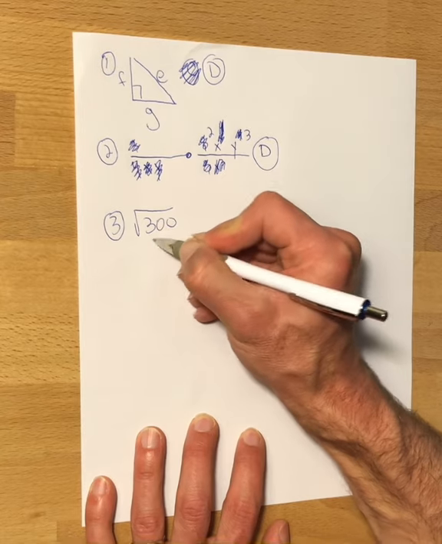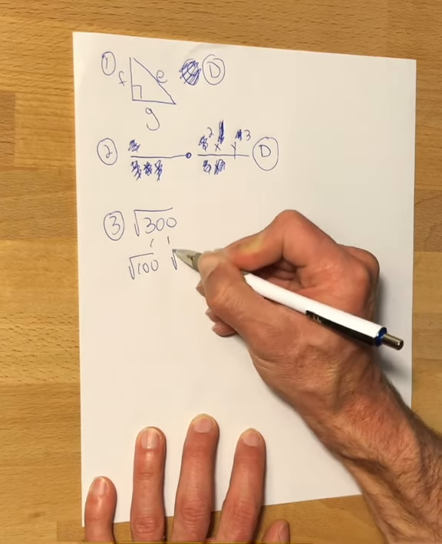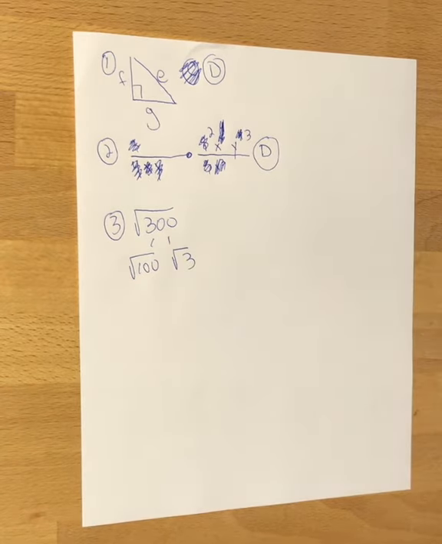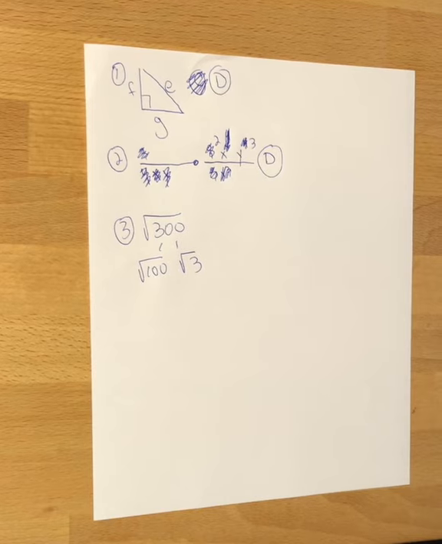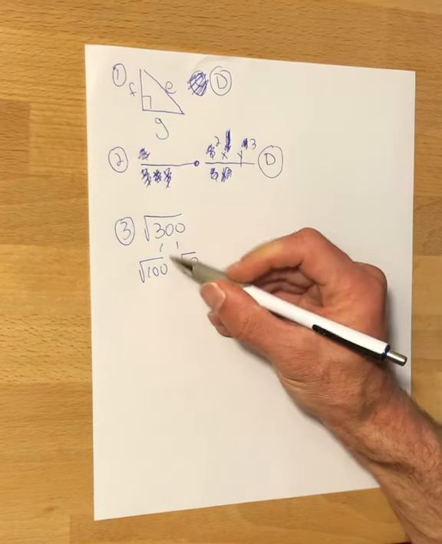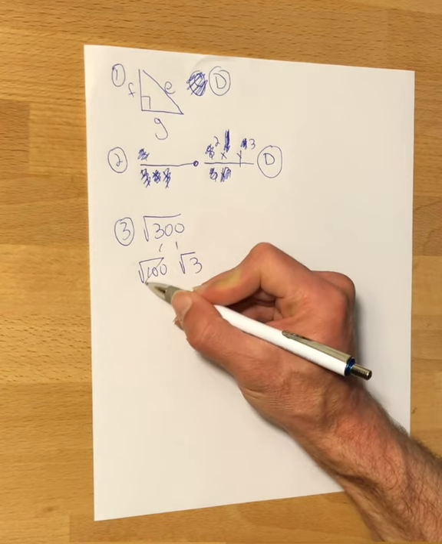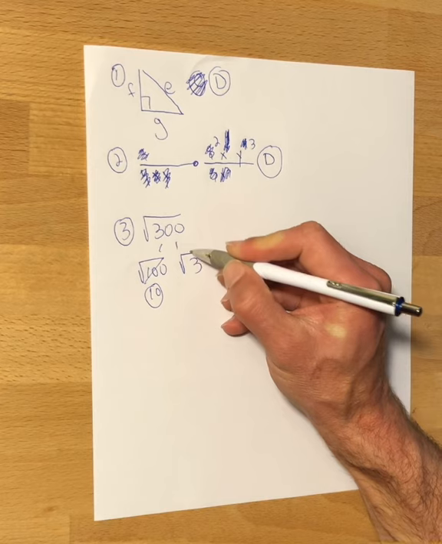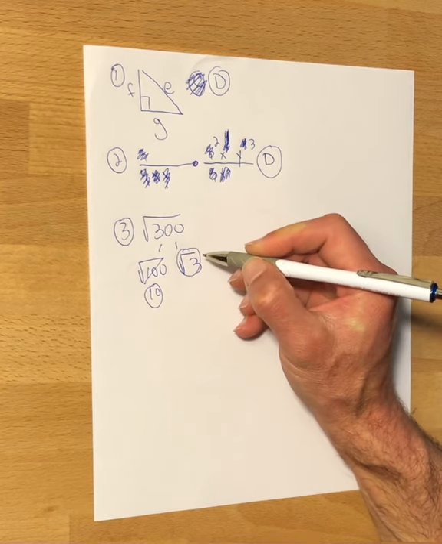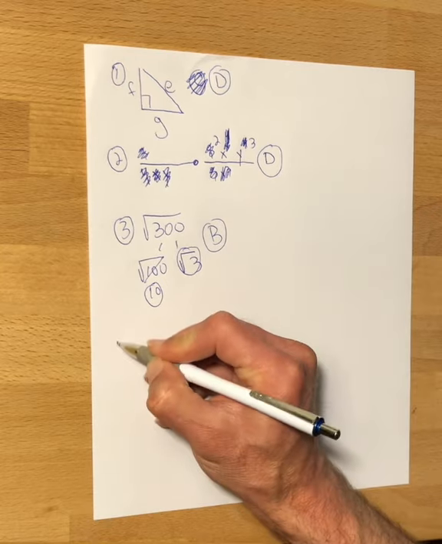if I simplify square root 300, okay, now what I'm going to do is I'm going to find the square root of 100, which is 10, with the root 3 left over, which is letter choice B.